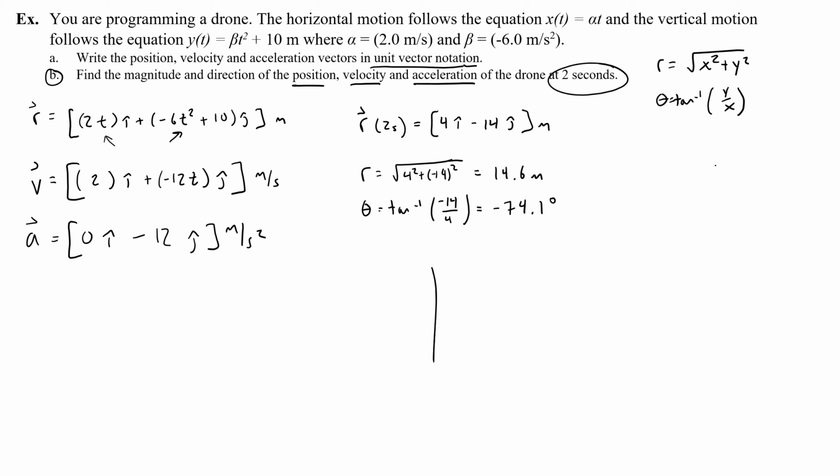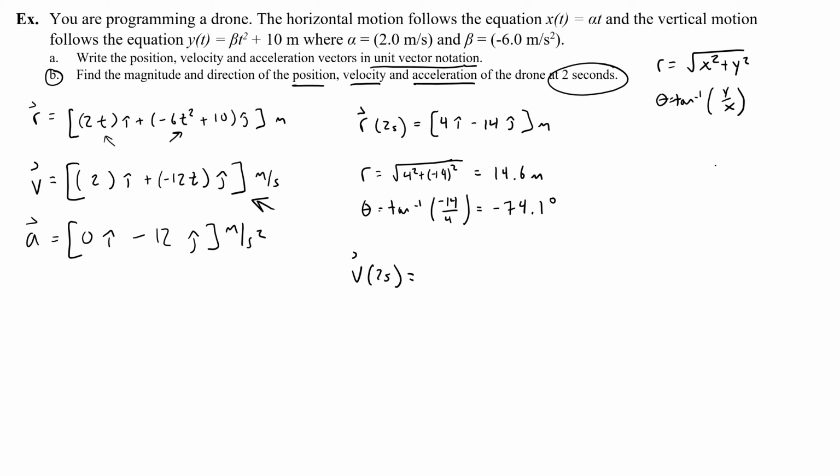Now, because it's going to have a positive x at 4 and a negative y at negative 14, that means our position vector at 2 seconds is in the 4th quadrant, and therefore this negative angle is the correct unit circle angle. So that's great. Okay, so to figure out what the velocity at 2 seconds is, I just plug 2 into my velocity equation.